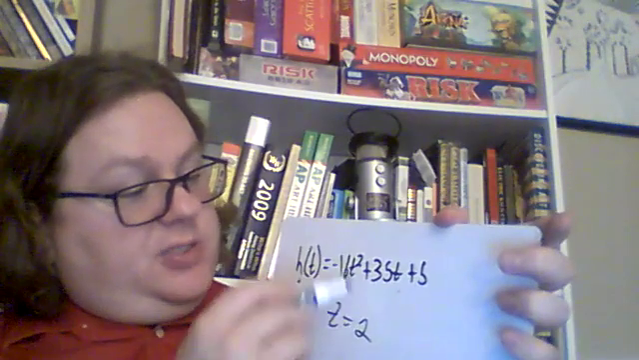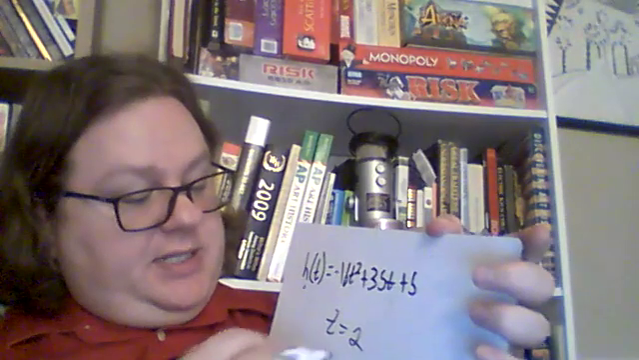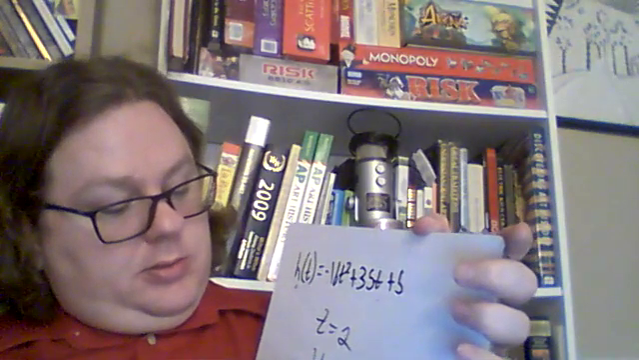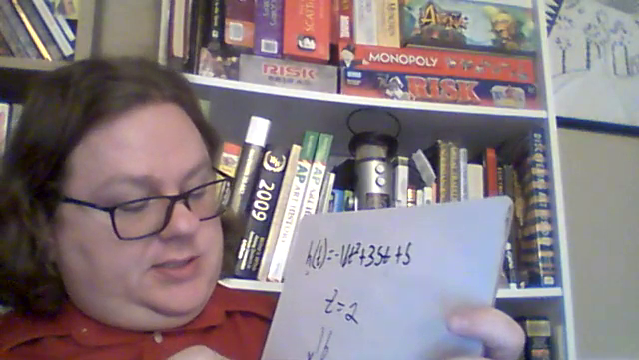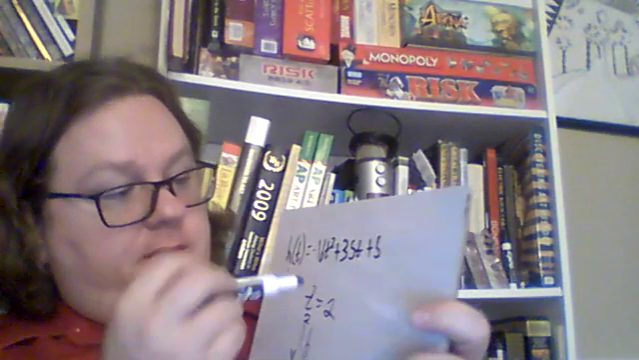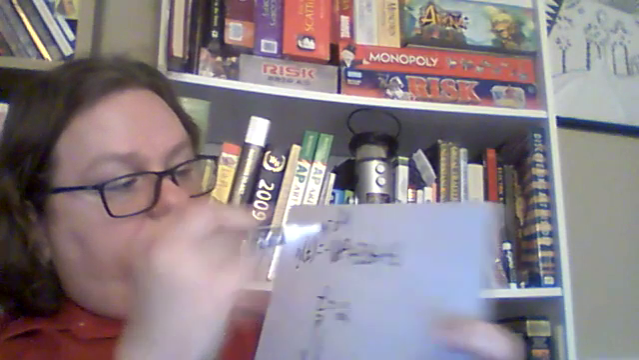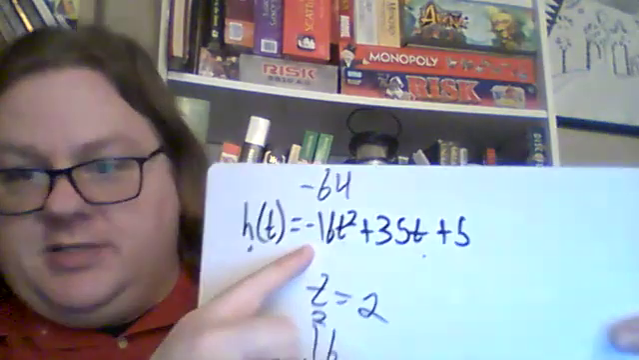So t squared is 2 squared is 4. So 16 times 4 is 6 times 4 is 24. 4 times 1 is 4. 64. Negative 64, because this term is negative, right? This term is negative, so I'm going to keep that negative.